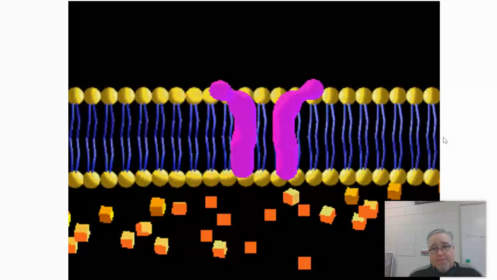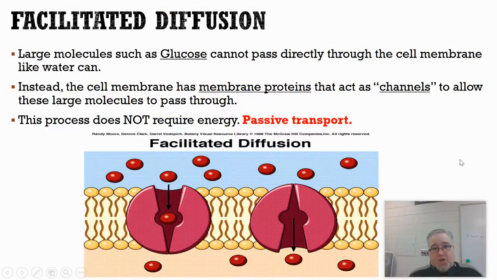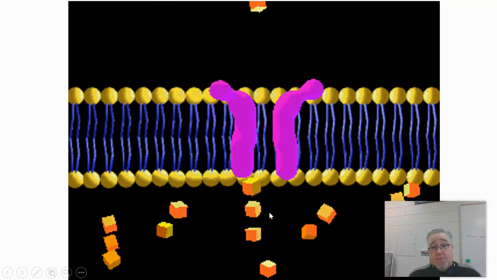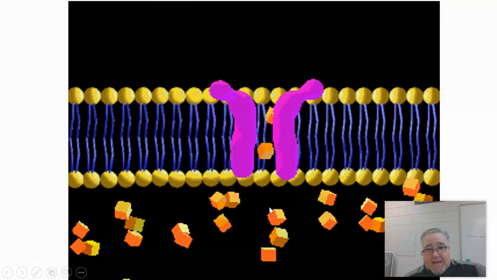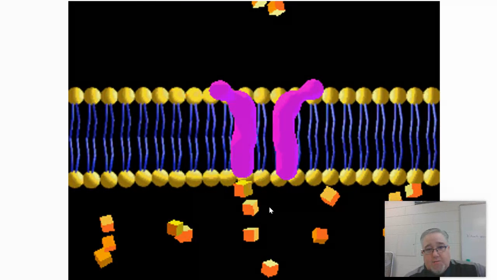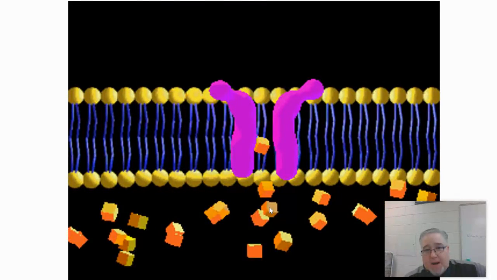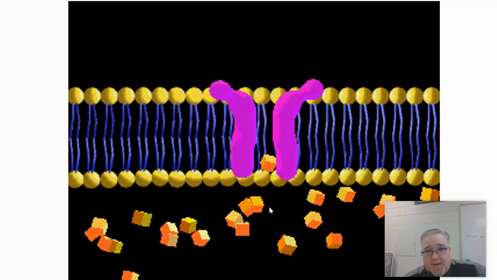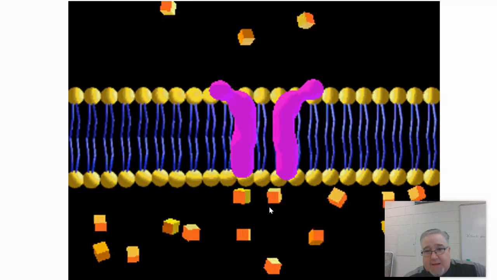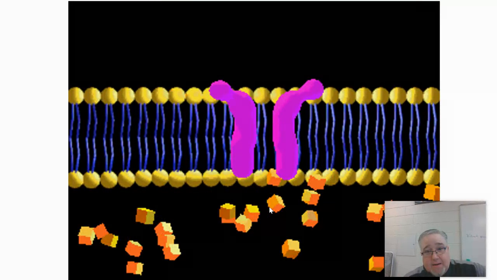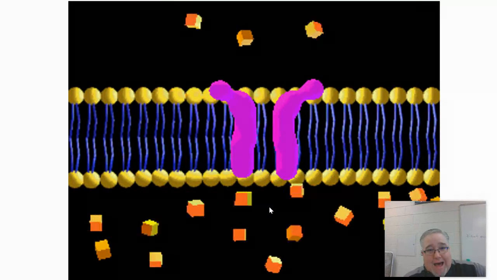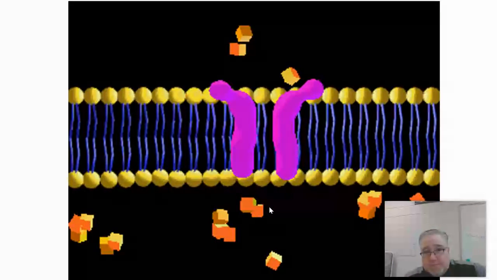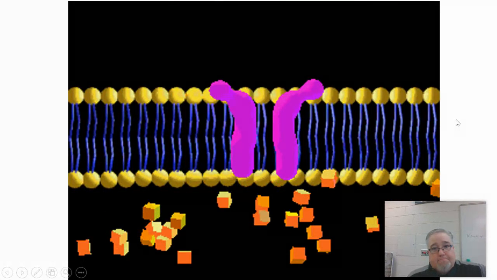So again, facilitated diffusion is a passive thing. Here's a little animation. There we go. I'm going to go back real quick. It's showing you again how these molecules can move from areas of high concentration to lower concentration. They're moving across the membrane, but they're going through the channel. And again, this process doesn't require any energy. It's a passive process, but it is facilitated because those molecules would not be able to get in if they didn't go through the channel.